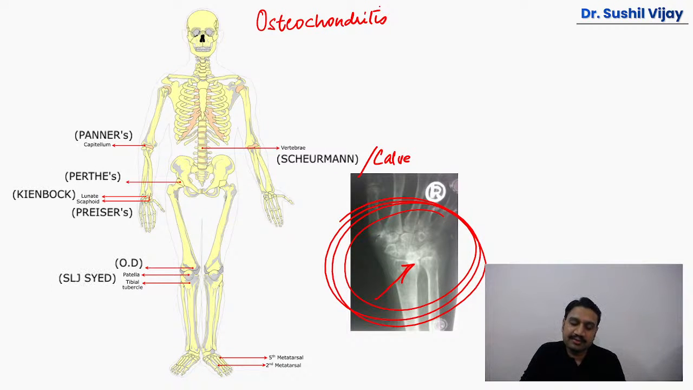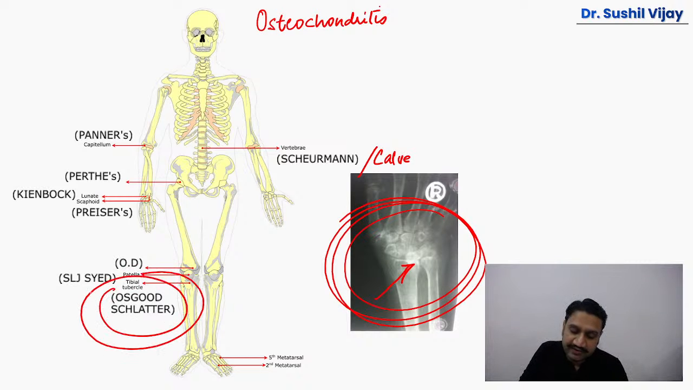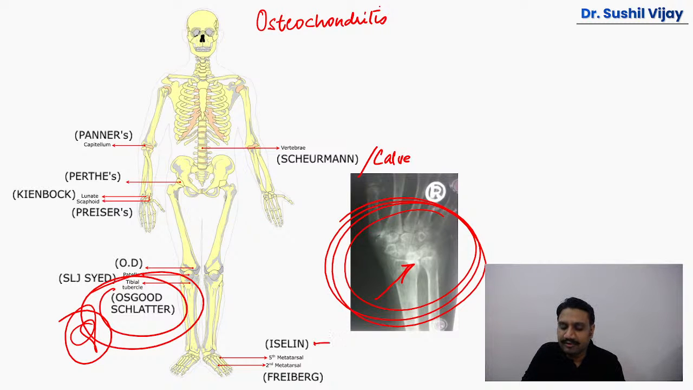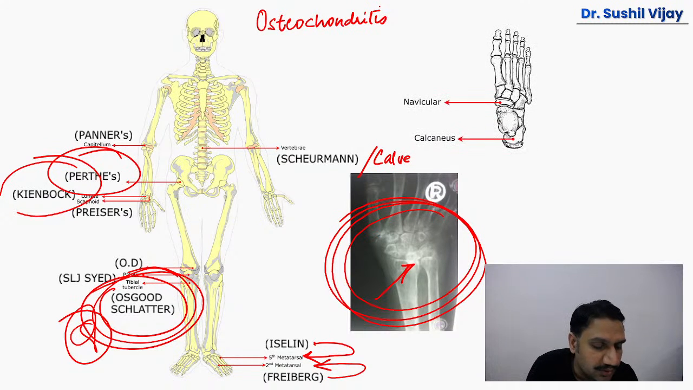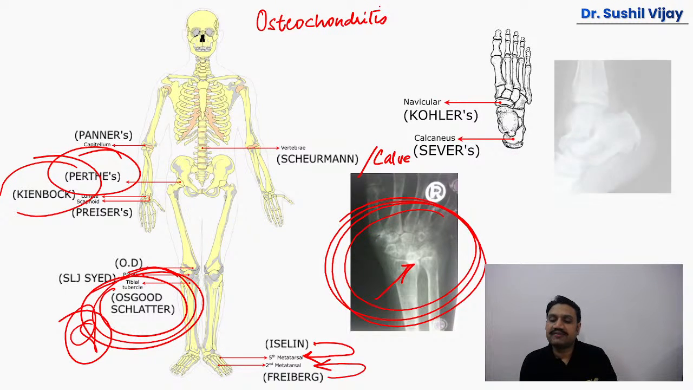osteochondritis dissecans in the femoral area, Sinding-Larsen-Johansson syndrome in patella, Osgood-Schlatter is one very, very important topic here, that is tibial tubercle or tuberosity basically. Iselin disease or the Freiberg disease. Iselin will be fifth metatarsal base. Freiberg is second metatarsal head. Most important out of these would be, I would say, Perthes and Osgood-Schlatter, third kind of. I would say these are the three most important for our exam. Okay, so Kohler's navicular and Sever's.